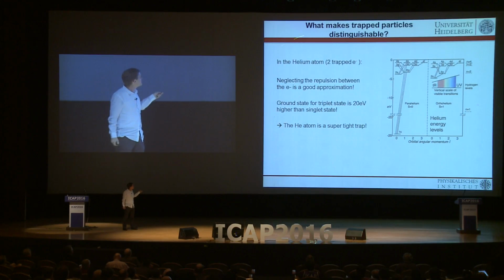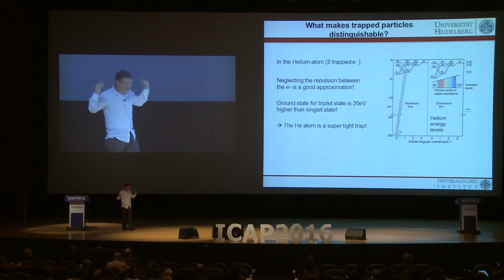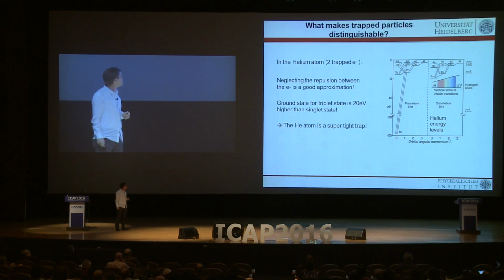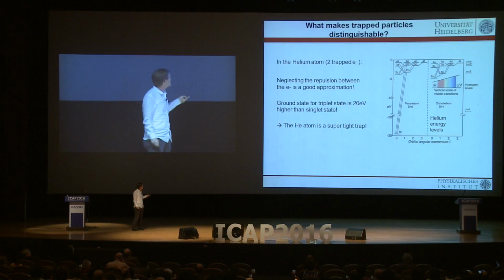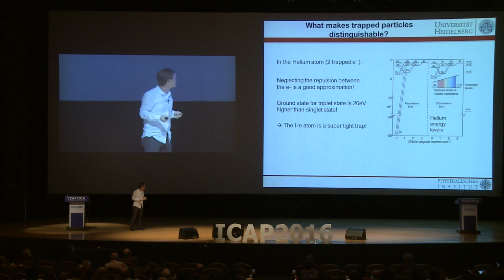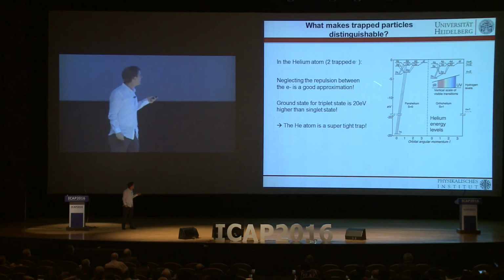Let's look at the helium atom as an example. I think this is a very clean example. It's really two trapped electrons, so it's just like an ion trap, if you want. And there, we teach our students that if we try to treat the problem, we typically neglect the repulsion between the electrons, and we assume it's a good approximation. Then if we do a proper calculation, we find that the ground state for the triplet, basically the two electrons aligned, is about 20 electron volts higher than the ground state for the spin singlet.